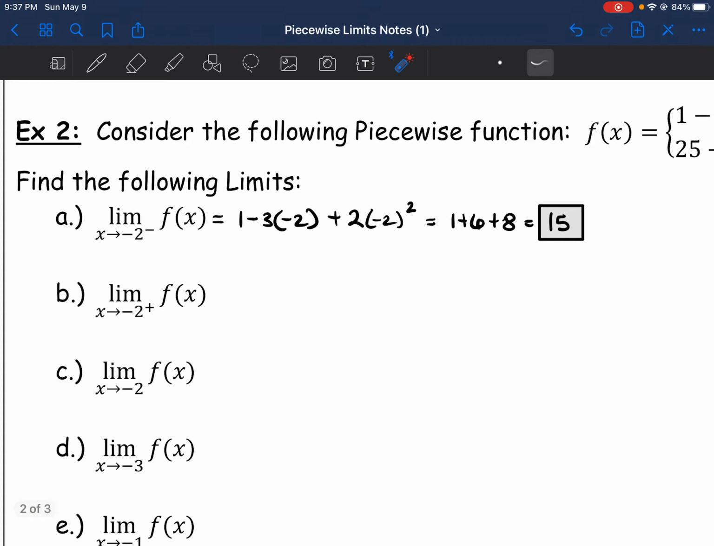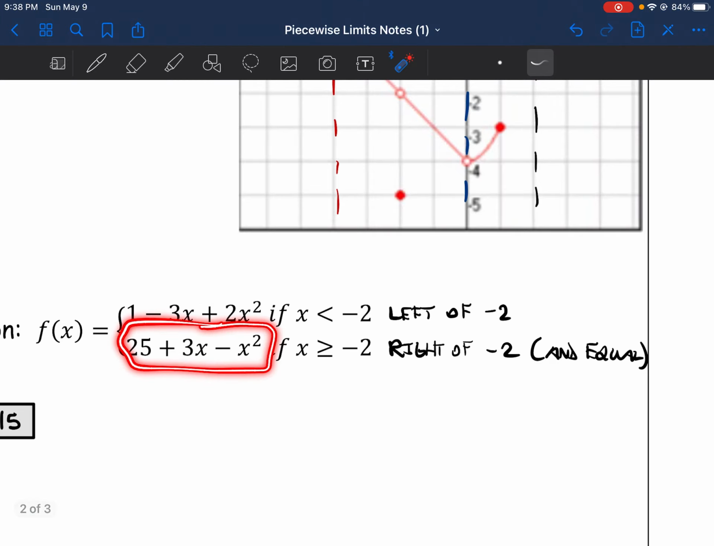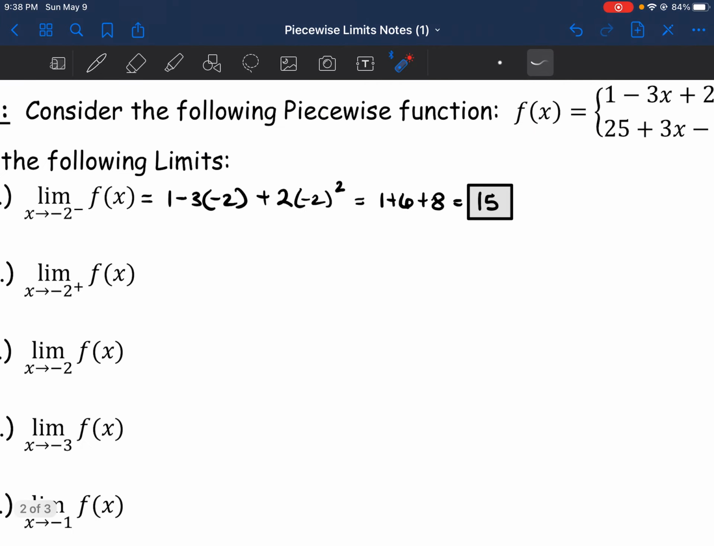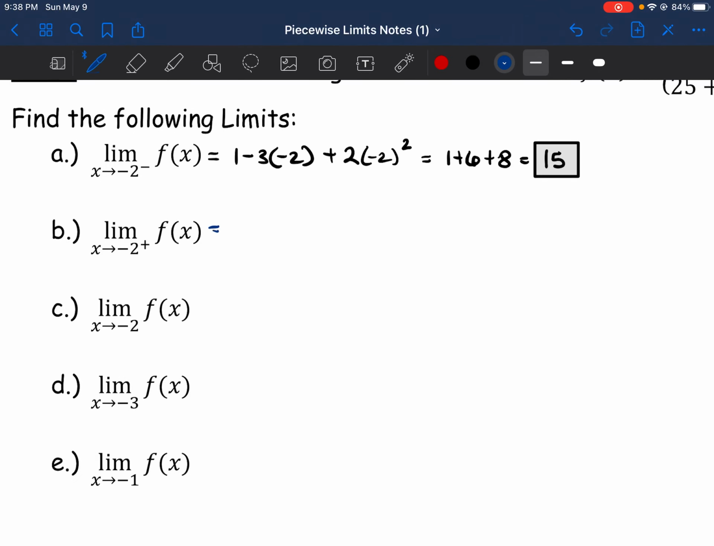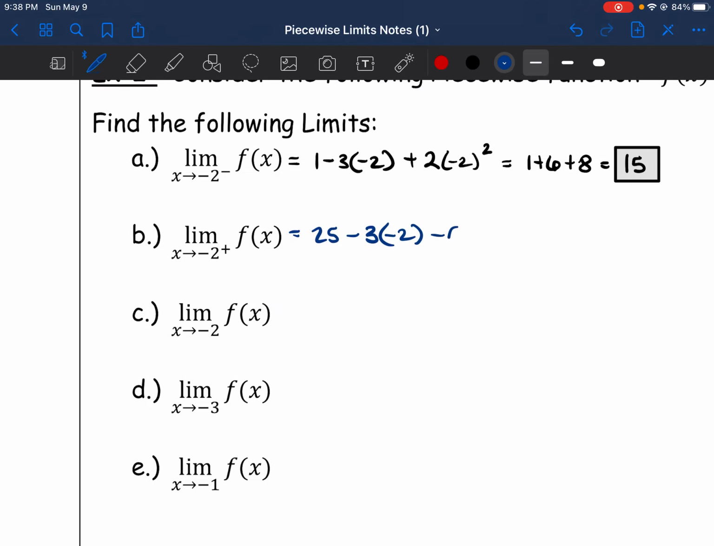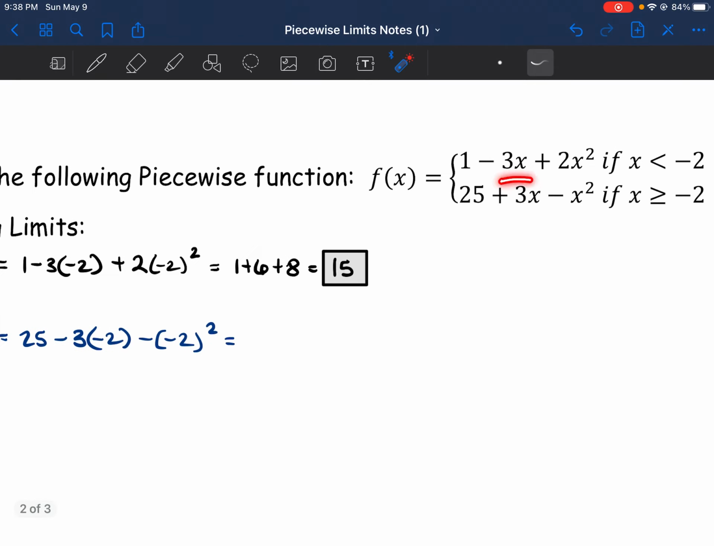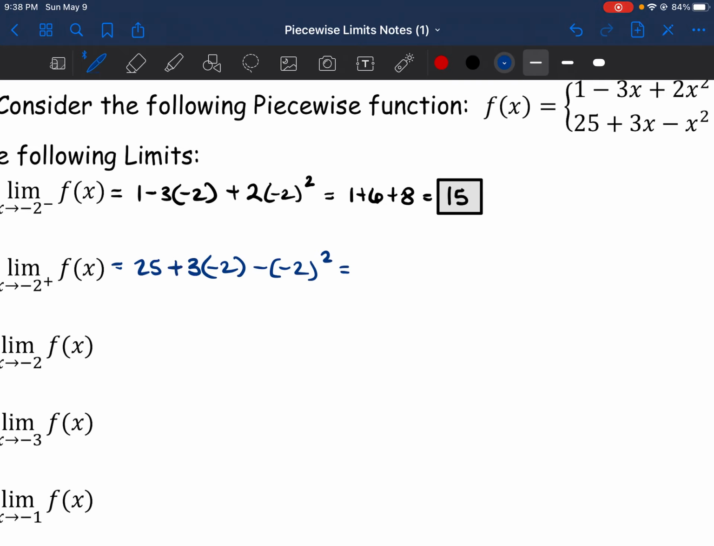Now let's take the limit as x approaches -2 from the right side. So to the right of -2, we'd have to use this function, 25 plus 3x minus x squared. So 25 minus 3, and then x we're going to replace with -2, minus x squared, minus -2 squared. All right, let's do some simplifying. Again, -3 times -2, wait, did I copy that down wrong? Yeah, I copied that down wrong. It should be a plus 3x. So easy fix, that should be a plus 3 times -2. So my bad on that one.